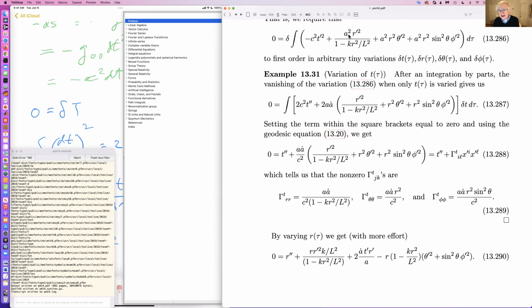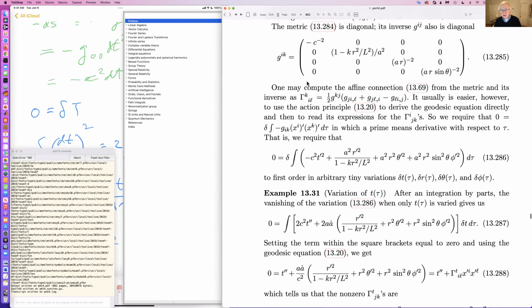So it's a of t. And so the change in that is 2a dA/dt times the change in t. And so this is the expression one gets, and one sets the square bracket equal to 0, and you have this. You identify that with the expression involving the affine connection, and then you get 3 of the affine connection variables. So this is simpler than computing them directly.